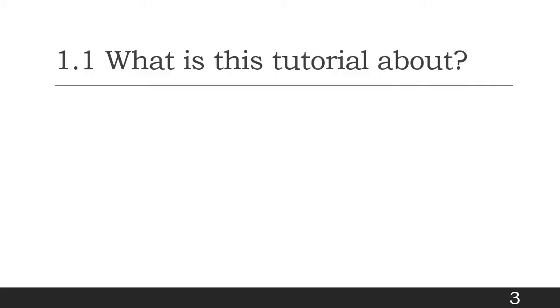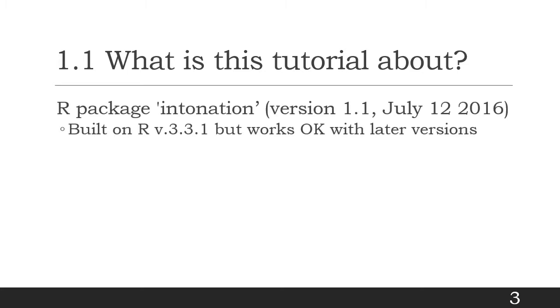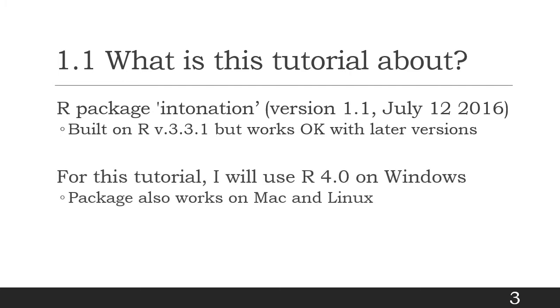So what is this tutorial about? What is the scope of content we will be covering? We'll be talking about the R package intonation, which is something I released a few years ago. The latest version is version 1.1, released July 12, 2016. I built it on R version 3.3.1, but it does work okay with later versions. And in fact, for this tutorial, I will be using R version 4.0 on Windows. I've confirmed that the package also works on Mac and Linux, so with only small modifications, everything should work okay if you have one of those systems.